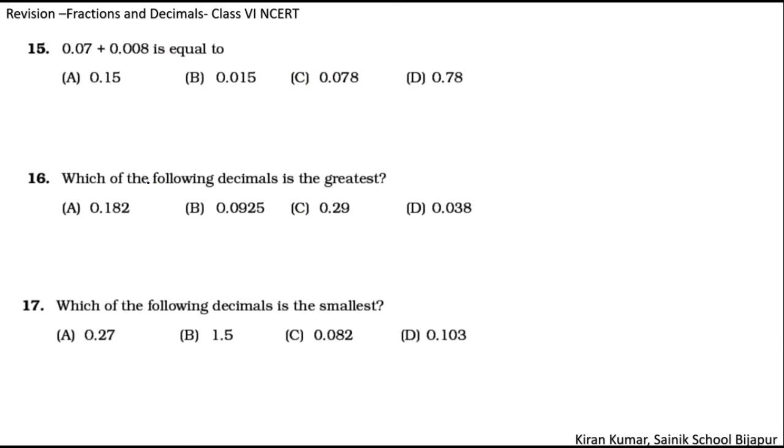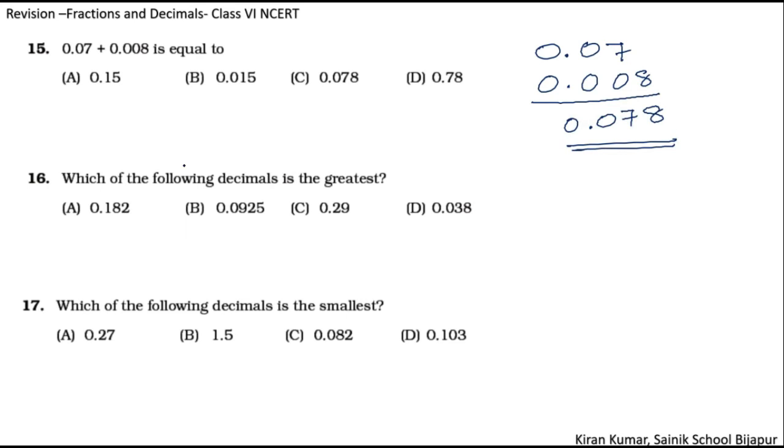Next, 15th one, 0.07 plus 0.008 is equal to. We have to add them. The best thing is to write the respective decimals one below the other. On addition, it becomes 0.078, which is there in option C. So the answer is option C, 0.078.